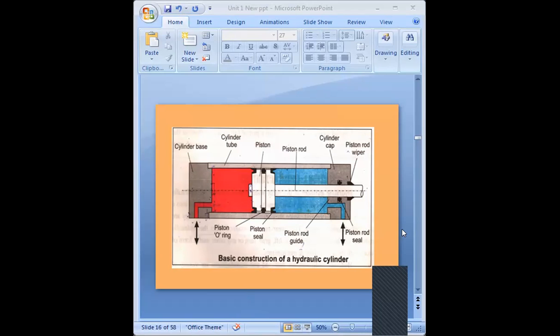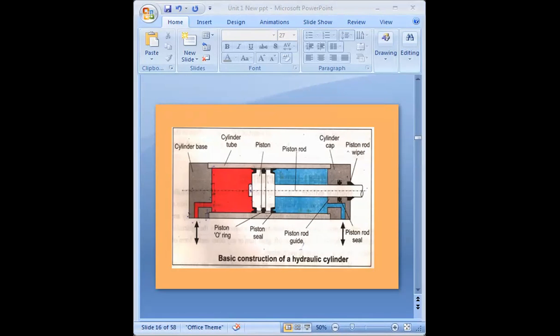I request you all, please draw this diagram now. I think the basic construction of the hydraulic cylinder, now you understood, because we have seen some related videos also about this hydraulic cylinder. So all of you, please draw this diagram. Be fast. I will give 3 minutes to draw this diagram because this is a very important diagram.